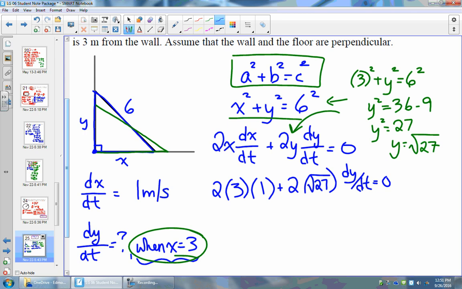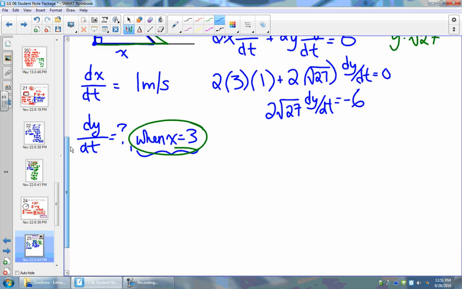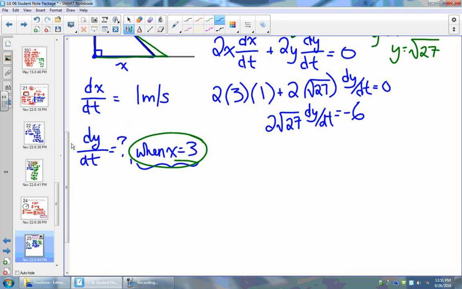Okay. So now I can simplify. 2 times 3 times 1 is 6. So I'll just move that to the other side. So I've got 2 root 27, dy/dt is going to be equal to negative 6. Again, because we moved that 6 over. And now just solving for dy/dt. Negative 6 over 2 root 27. We want to try and simplify that, so that's going to be negative 3 over root 27.